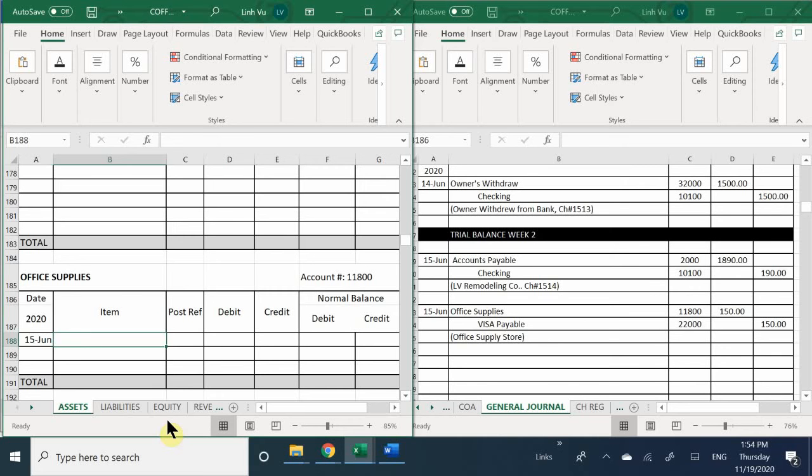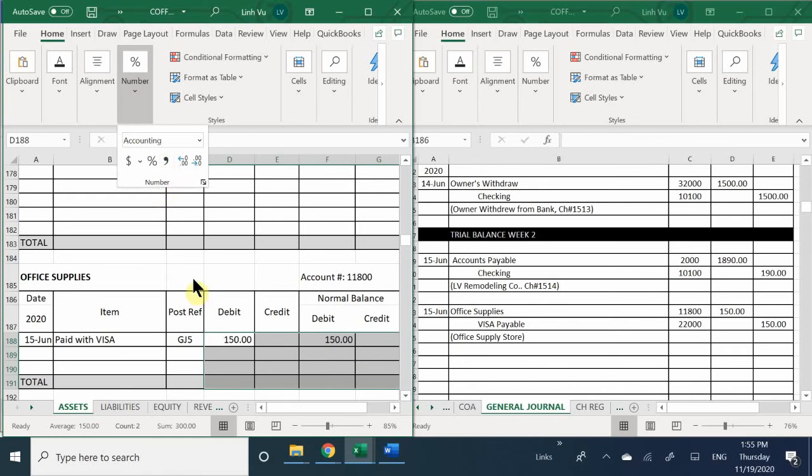And then we will put that we paid with a Visa for the description. I don't think we really needed to put anything there. Yeah, you could also do that too. And then that would be General Journal 5 for our post reference. And then on the debit, it will be 150. And then for the normal balance debit, it will also be 150 because it's our only transaction.